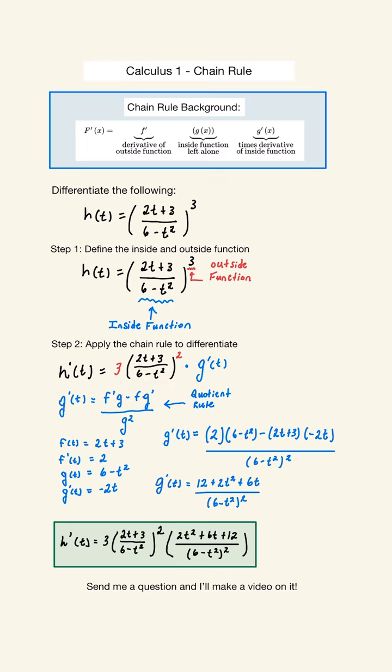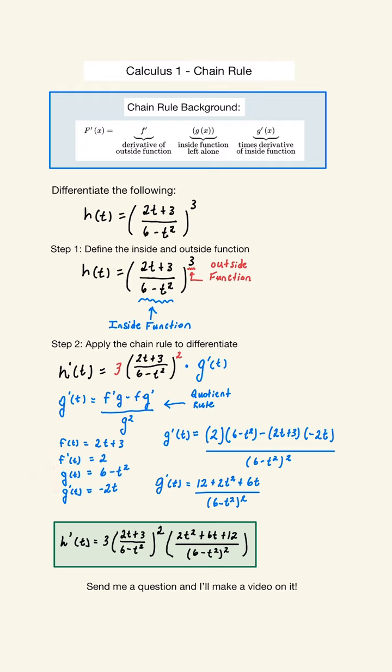So here we have our quotient rule. For a little bit of background refresher, this is our equation for the quotient rule. So we can set up our f of t and g of t terms, where f of t will be the top term and g of t will be this bottom term. And we can take the derivatives of these two functions. So taking the derivative of f of t will give us 2, and taking the derivative of g of t will give us negative 2t.